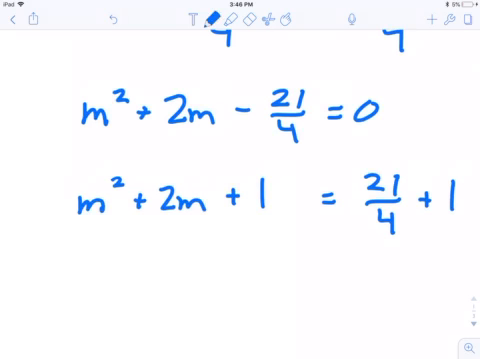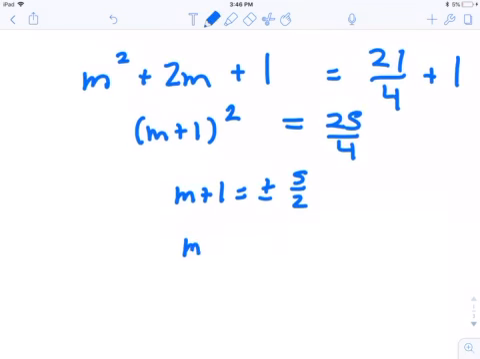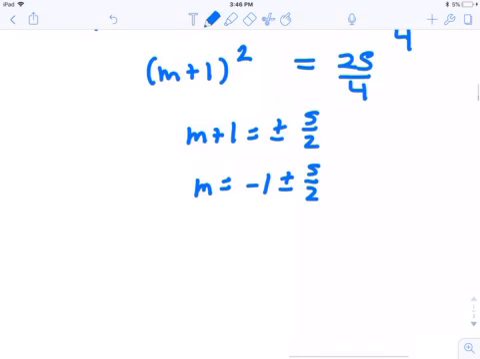Now, we can factor the left-hand side. What two numbers multiply to get 1, but add to get 2? 1 and 1. So that means we could write this as m plus 1 squared equals 25/4. And now we just solve by taking square roots. So that's m plus 1 equals plus or minus the square root of 25/4, which is 5 over 2. So m equals negative 1 plus or minus 5 over 2.